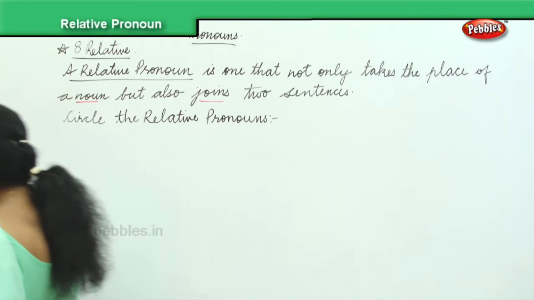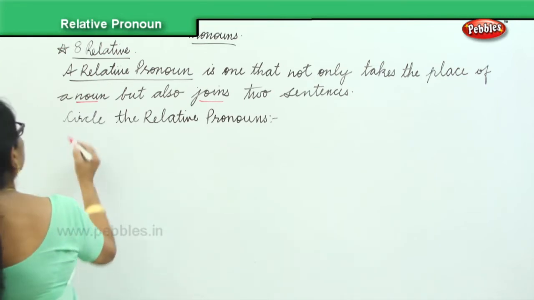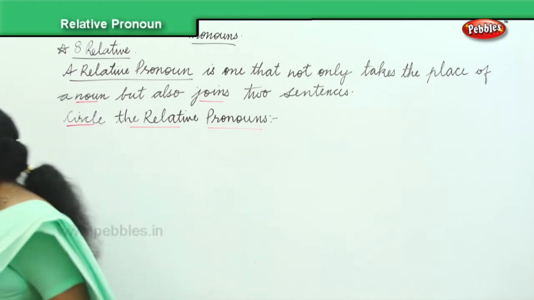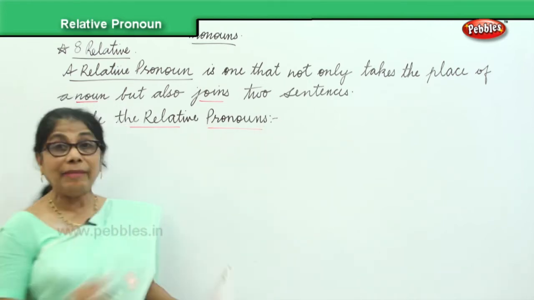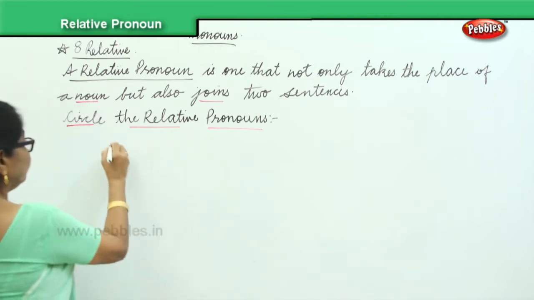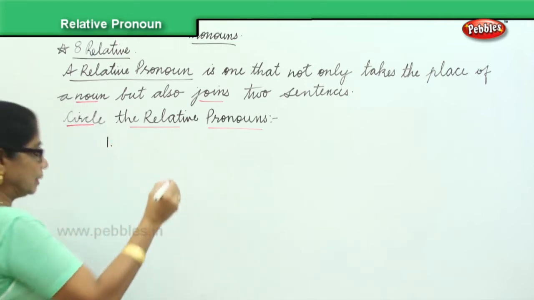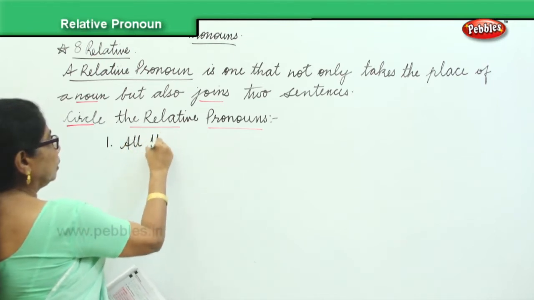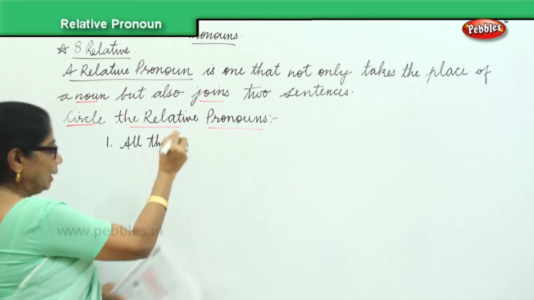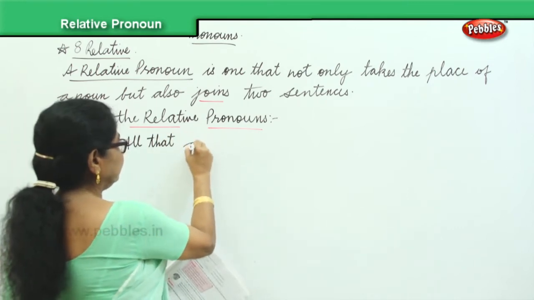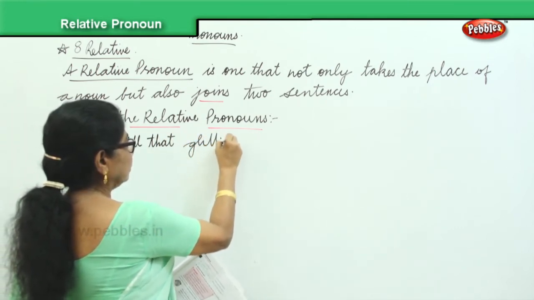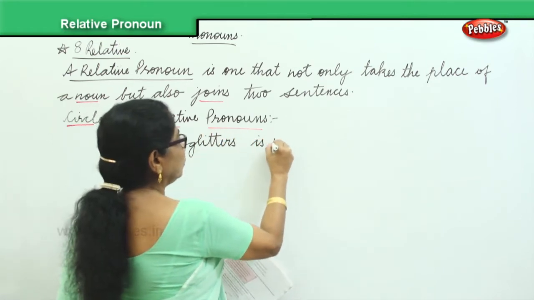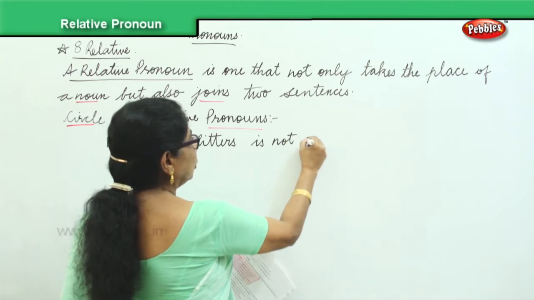Okay, we are going to circle the relative pronouns in these sentences. I will write the whole sentence for you and then you will do the circling. All that glitters is not gold.